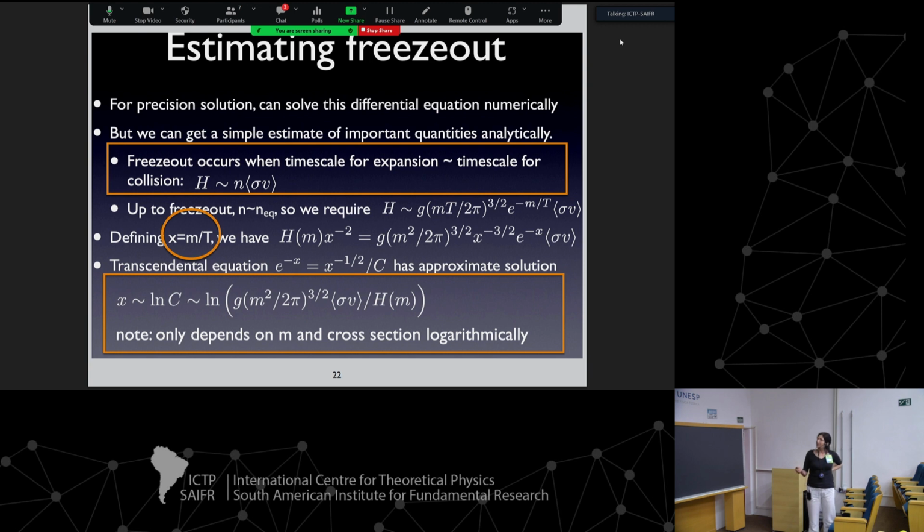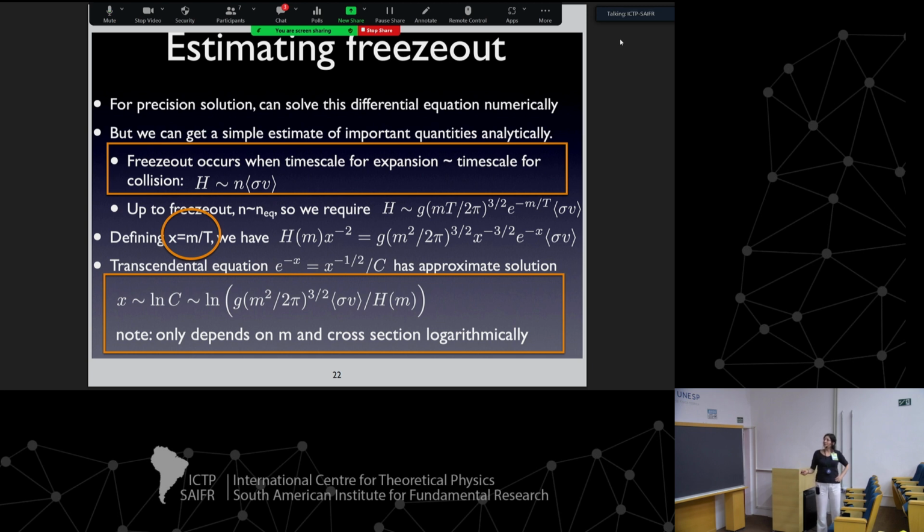And when you set this condition, you can then walk back and answer the question: at what temperature in the universe is this condition satisfied? This temperature you typically rewrite in terms of mass over temperature. You just introduce this new variable, x. And when you solve it, you see that this x depends logarithmically on the cross-section, on the mass and on the Hubble rate. So it's not horribly sensitive to all these parameters. All these parameters set the order of magnitude of when it will happen, but it's not horribly sensitive to them.